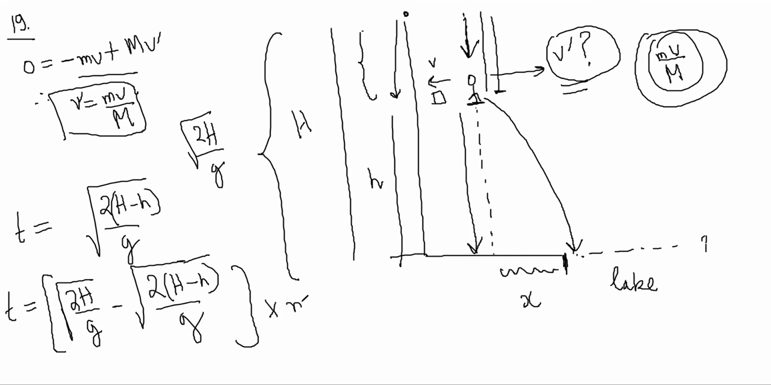Multiply it by m small v by capital M, and that should be equal to x, right? Then he will land in the lake if this is equal to x. If it is greater than or equal to x, basically he's safe, right? So you can find your v or whatever is needed then, right? Okay. I guess it wasn't that hard.